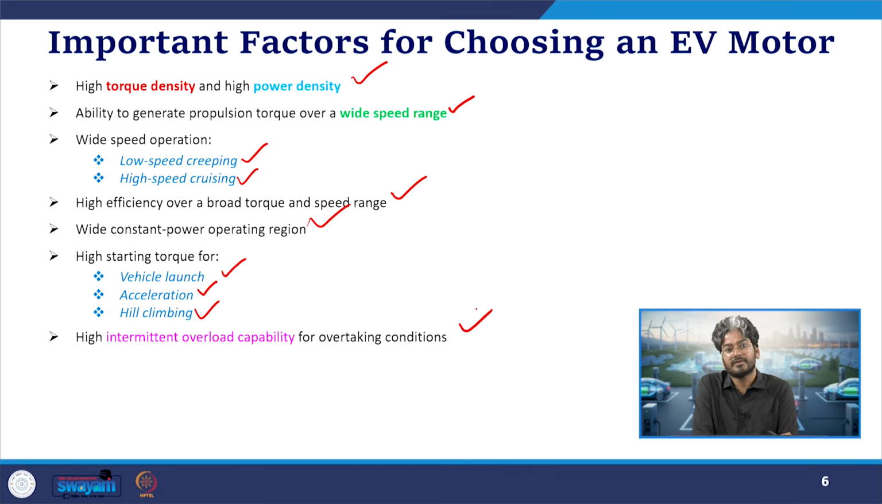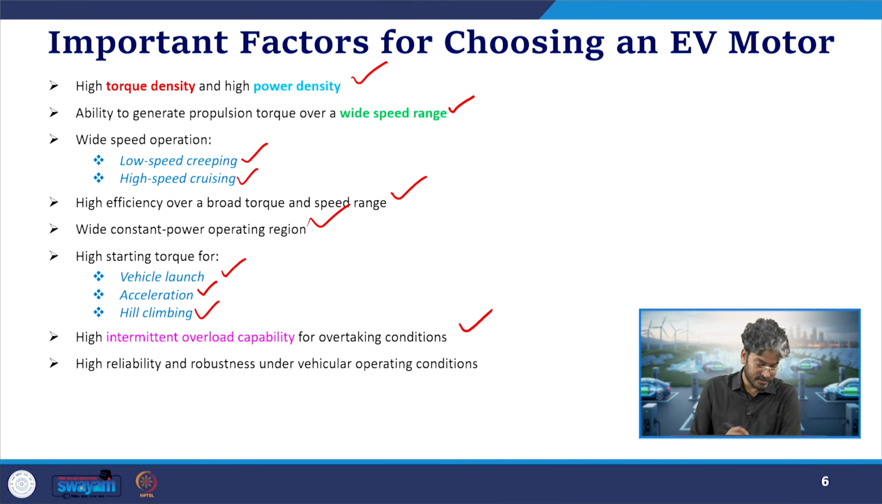Suppose there is a traffic signal and it has become green, and suddenly the user presses the acceleration pedal. We may have a tendency of going into the overloading condition. So our motor should be suitable to handle overloading to a certain extent.